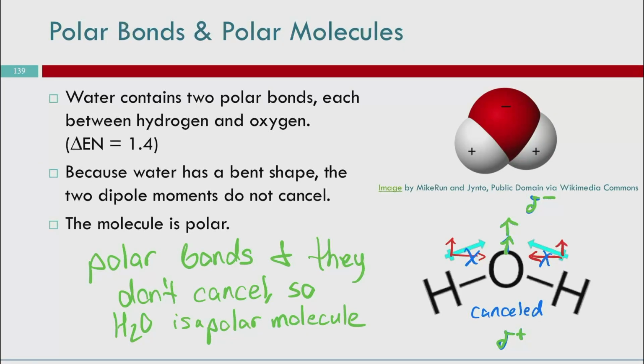And this is where the valence shell electron pair repulsion theory comes into play, because we could draw out a Lewis structure for H2O, and if we didn't know that it had this bent shape, we might think that those arrows would cancel each other out. And so we would think that it's nonpolar, but because we know that those electron pairs repel each other, we get that bent shape, and so they don't cancel out, making it overall a polar molecule.